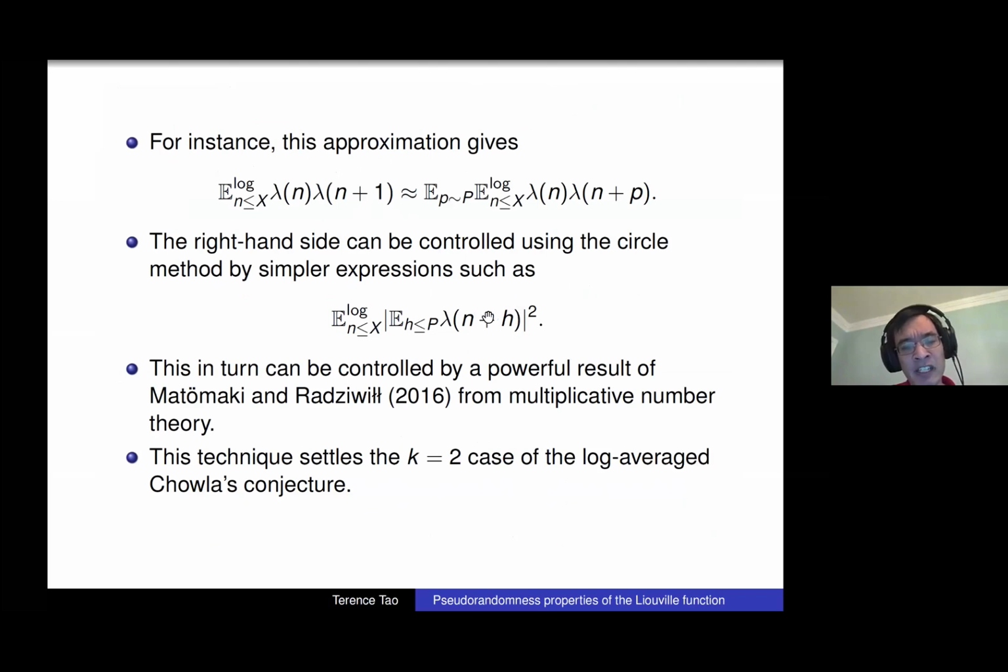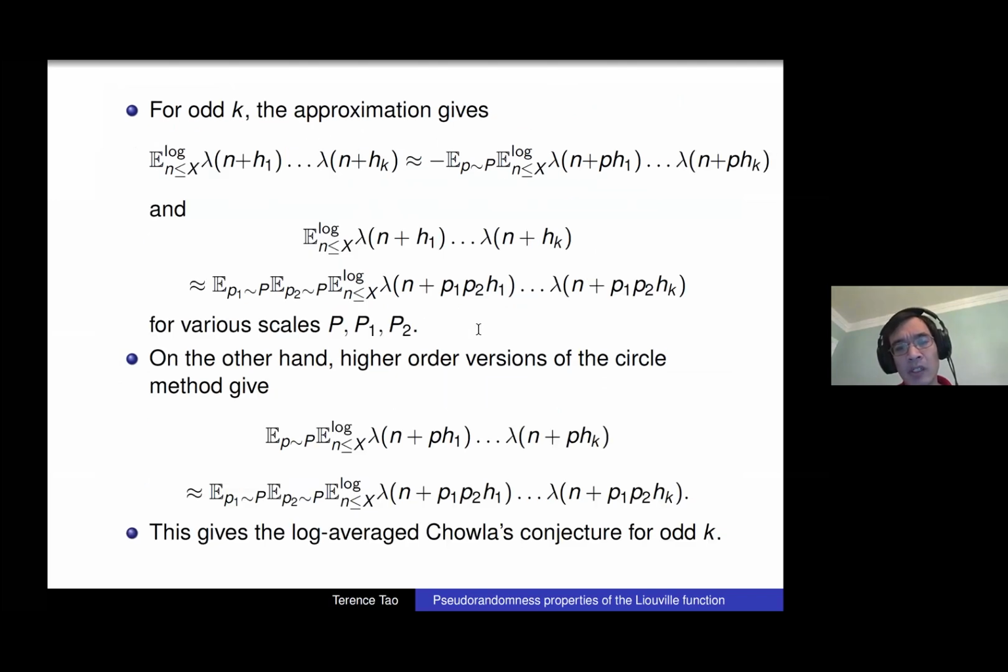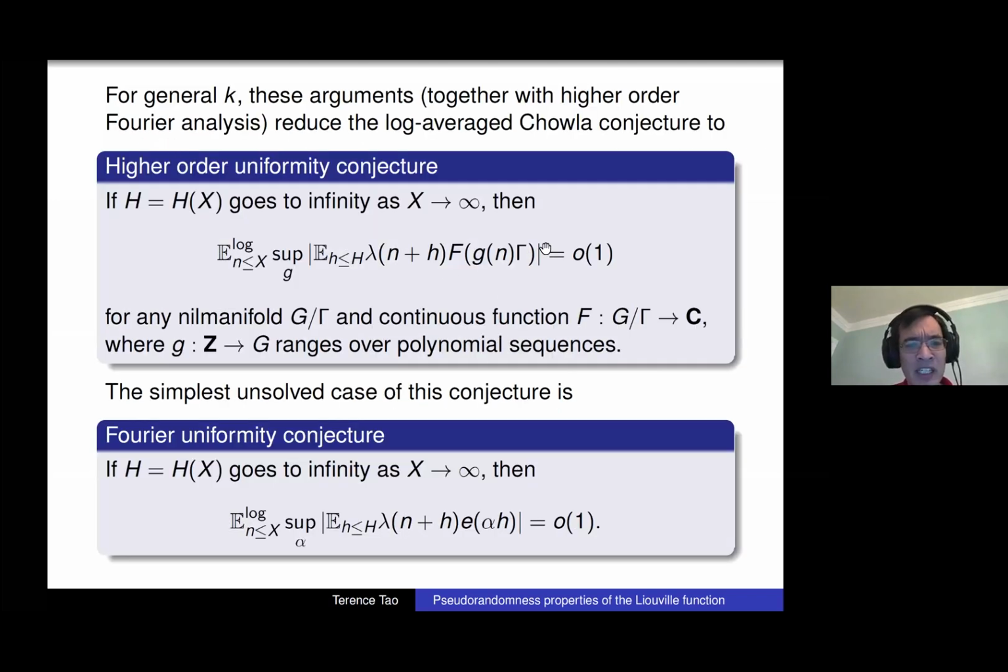The Matomäki-Radziwiłł theorem says that on short intervals, lambda has small mean. Okay, so that we understand. But when you go to higher order, what we actually need is that not only does lambda have small mean on short intervals, we also need lambda to have small Fourier coefficients. So let me skip this higher order version because it's kind of technical.